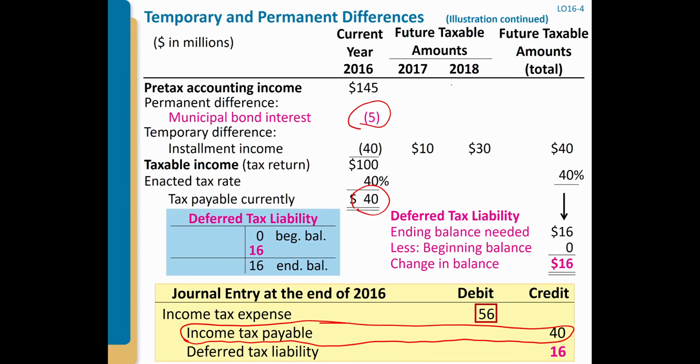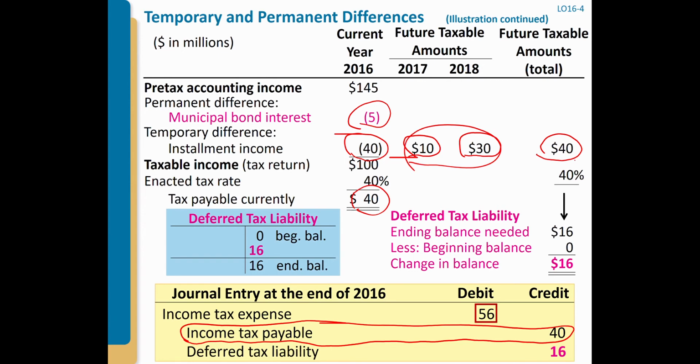Which one is the future taxable amount? It's this installment sales, right? Remember, installment sales, we recognize the revenue, but we don't pay tax this year. We pay tax when we collect the payments. We collect payment 10, so you pay tax on that, and you collect payment 30, you pay tax on that. So the total future taxable amount is 40, right? So the total here is 40.